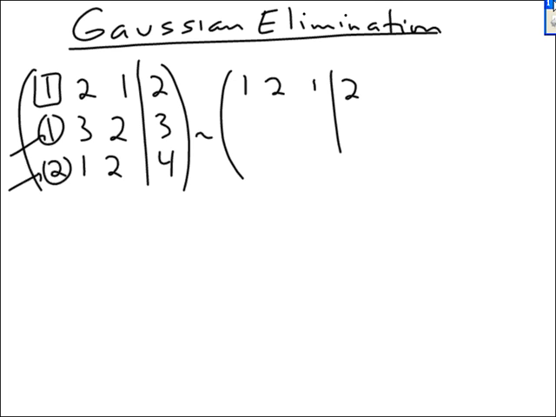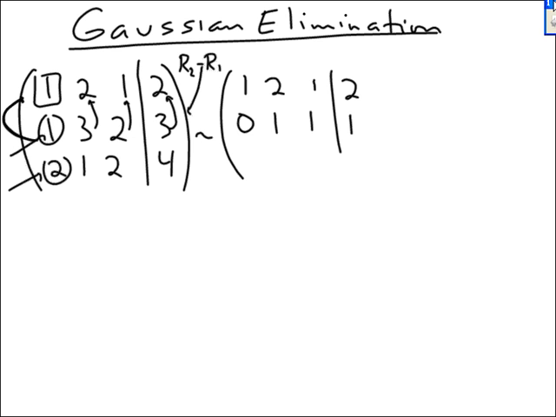Well, we all know that 1 minus 1 is 0. That is, why not just do row 2 minus row 1? 1 minus 1 is 0. 3 minus 2 is 1. 2 minus 1 is 1. 3 minus 2 is 1.